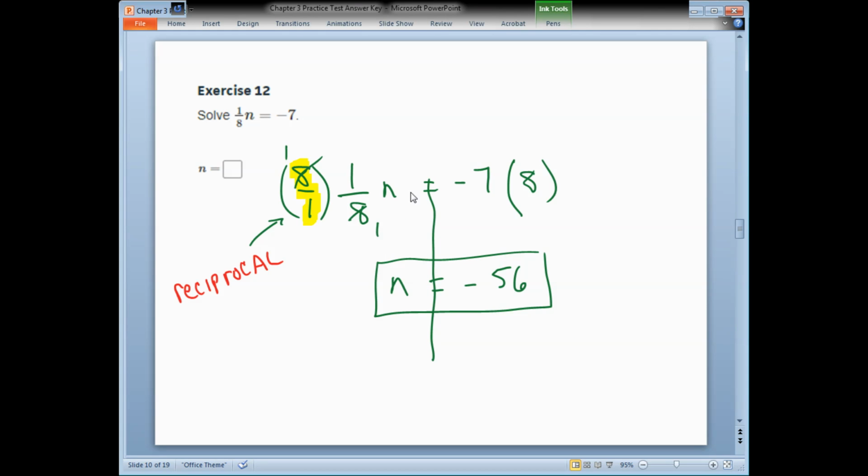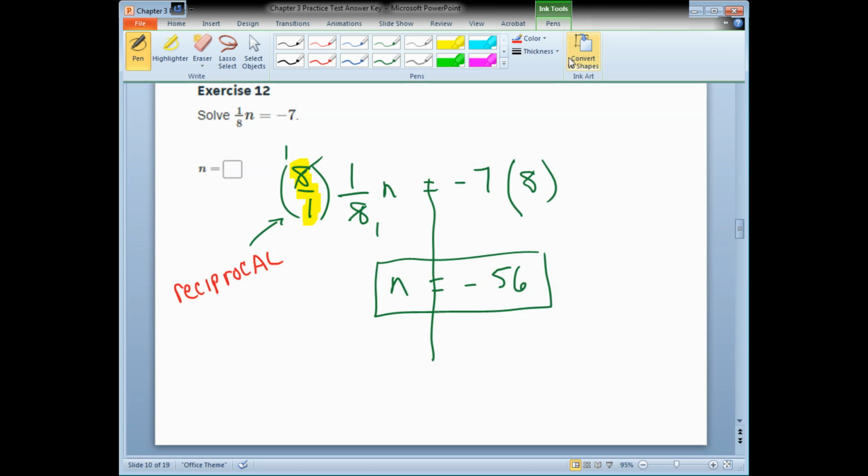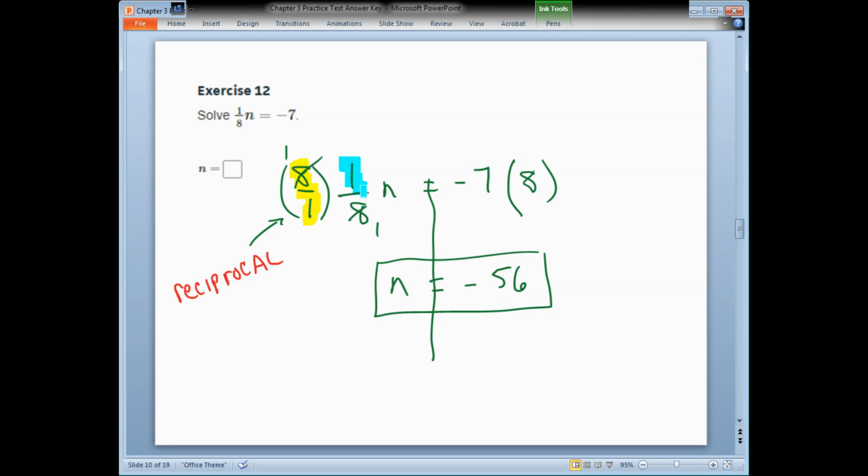Here's another one. Now, this time I have a fraction as the coefficient. And remember, I told you, if you have a fraction as a coefficient, multiply it by the reciprocal. Okay, so reciprocal.